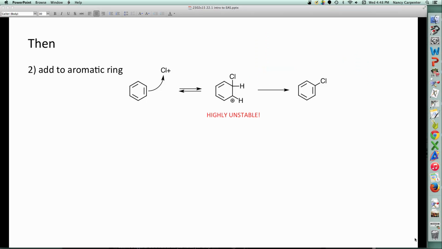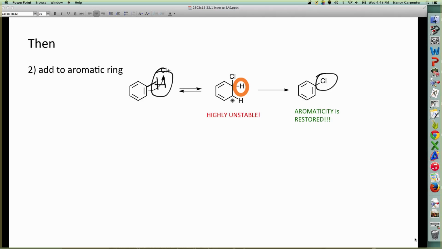When that happens, we go from our highly unstable carbocation to our extremely stable aromatic ring. So by an elimination step and deprotonation of that hydrogen, there we go. Deprotonation of that hydrogen gives us our aromatic ring, and that is the serious driving force for this electrophilic aromatic substitution reaction. You see, I have substituted that hydrogen with a chlorine.